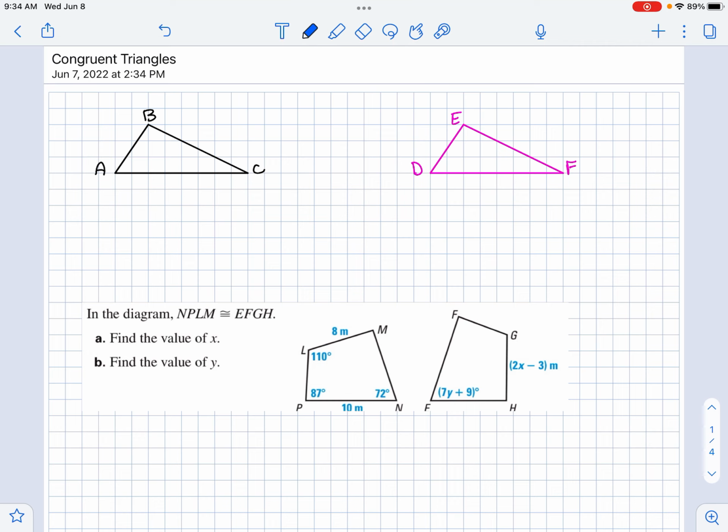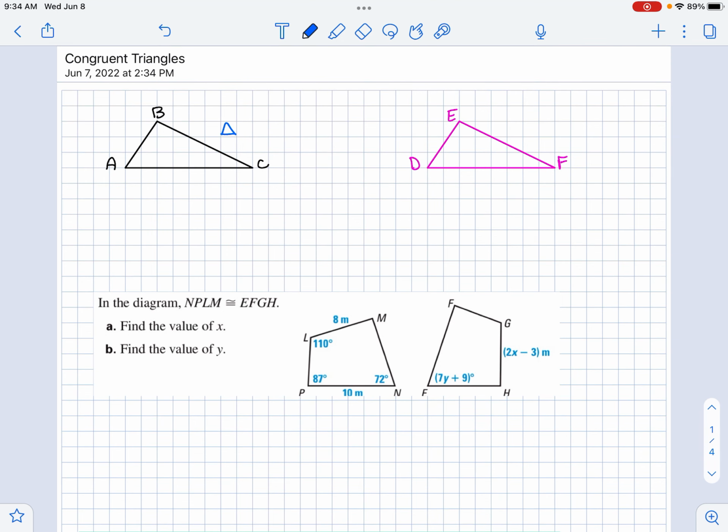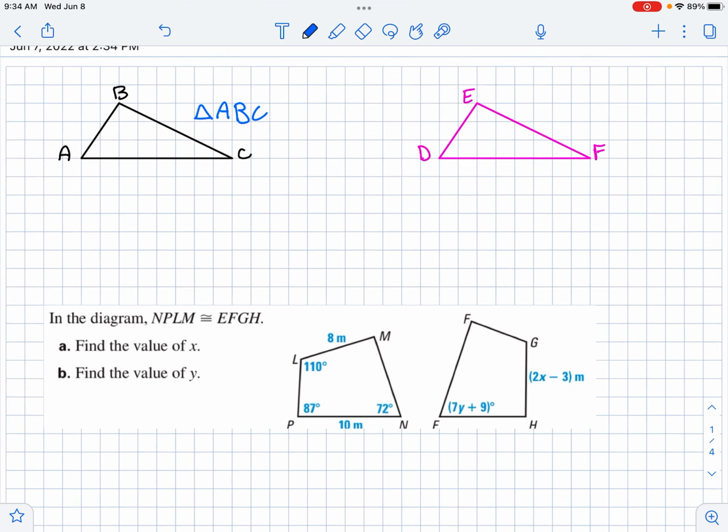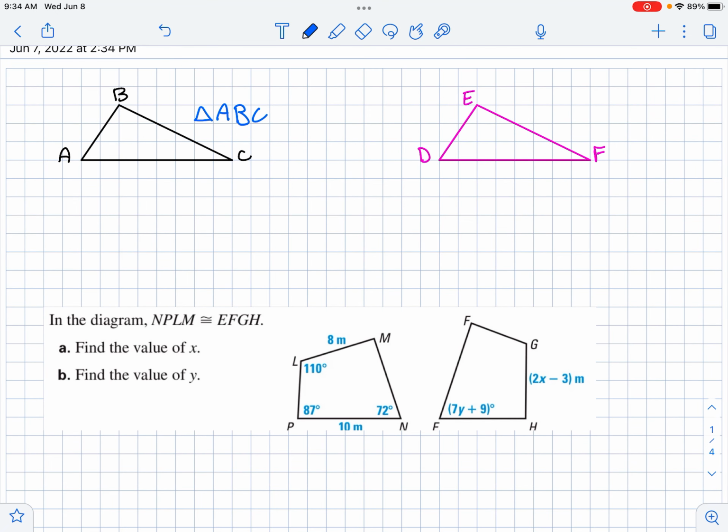I've got this triangle ABC. So this is a triangle ABC. And then over here, I've got triangle DEF, okay? ABC and DEF. And if I say that these two triangles are congruent, what I mean is that the corresponding sides are the same.